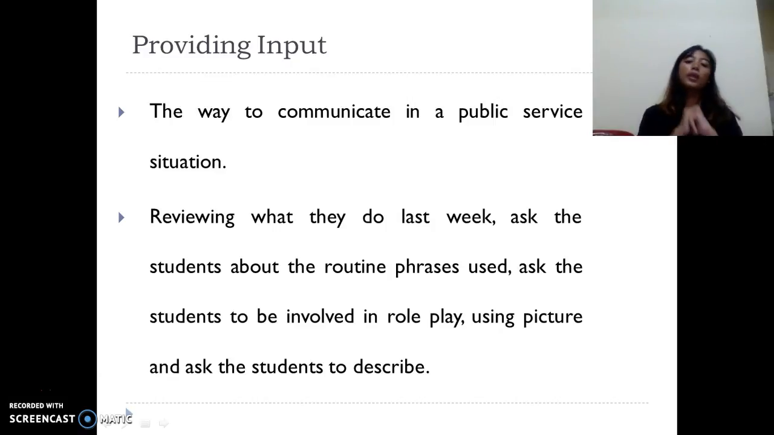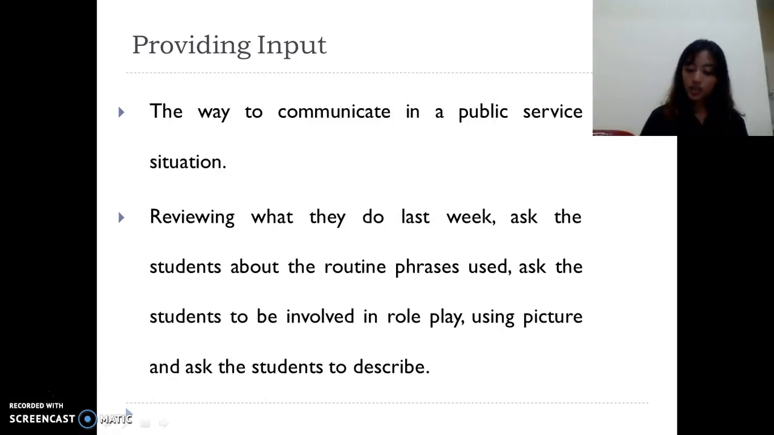Second, she asked the students about the routine phrases used. For example, you can use the phrase "may I have something" when you are going to order something in a restaurant. The third is that the teacher asked students to be involved in a role play, and she also used pictures and asked students to describe.